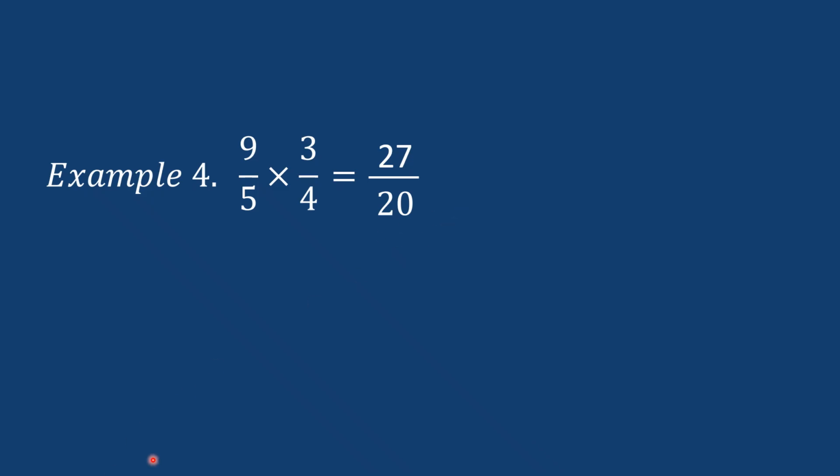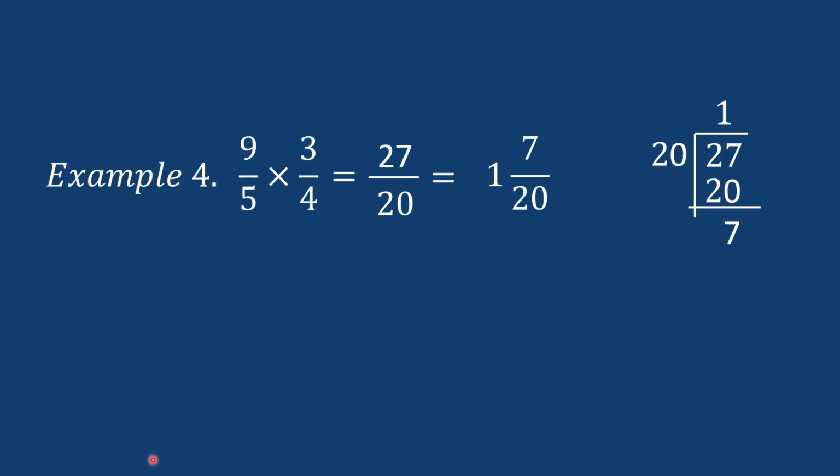We are going to divide 27 by 20. 27 divided by 20 is 1. 1 times 20 is 20. And then 27 minus 20 is 7. So this is equal to 1 and 7 over 20. The answer is 1 and 7 over 20.